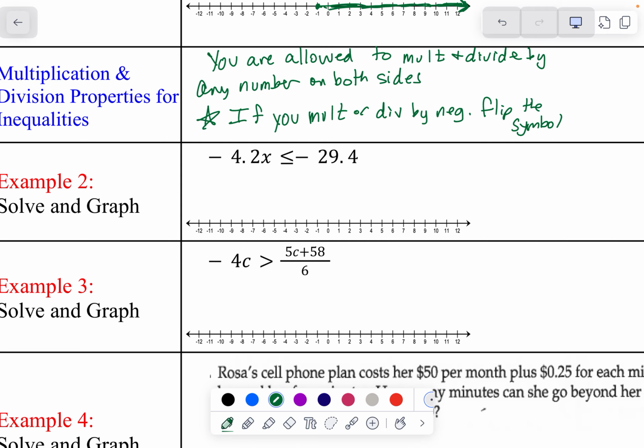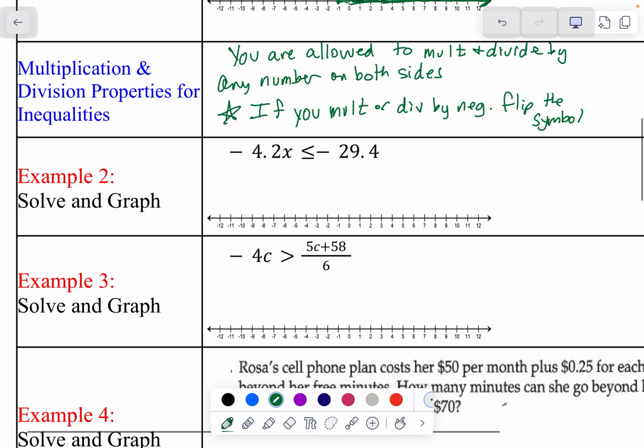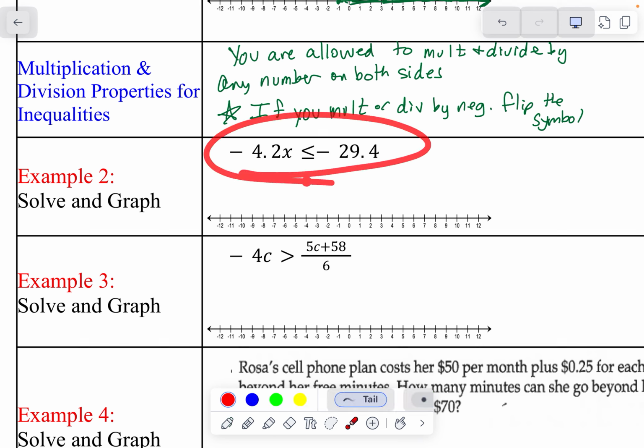How are we going to solve example 2? How would you solve that if that were an equation? What would you have to do? Natalie, what do you think? If I were to solve this right here for x, what's the first step I would take? So I want to get the x by itself. So how would I solve it for x?